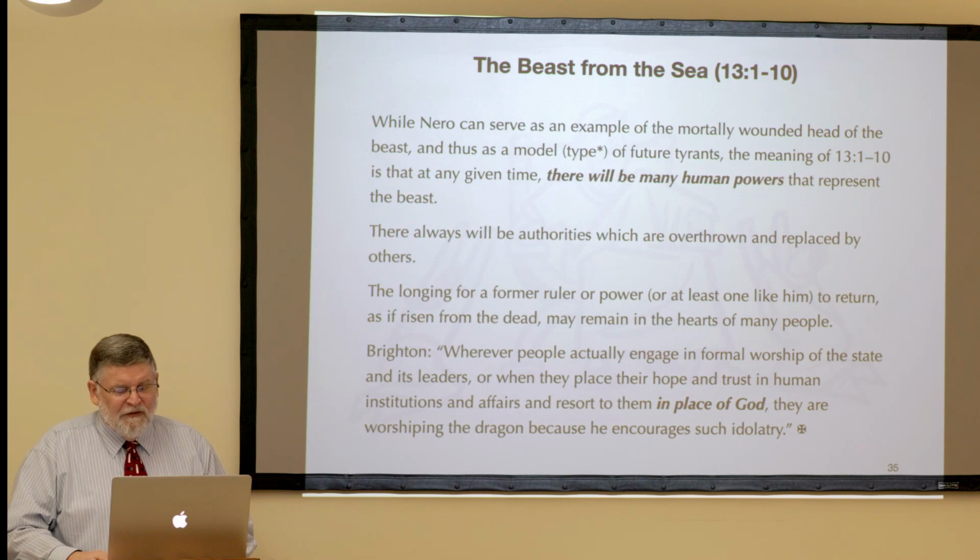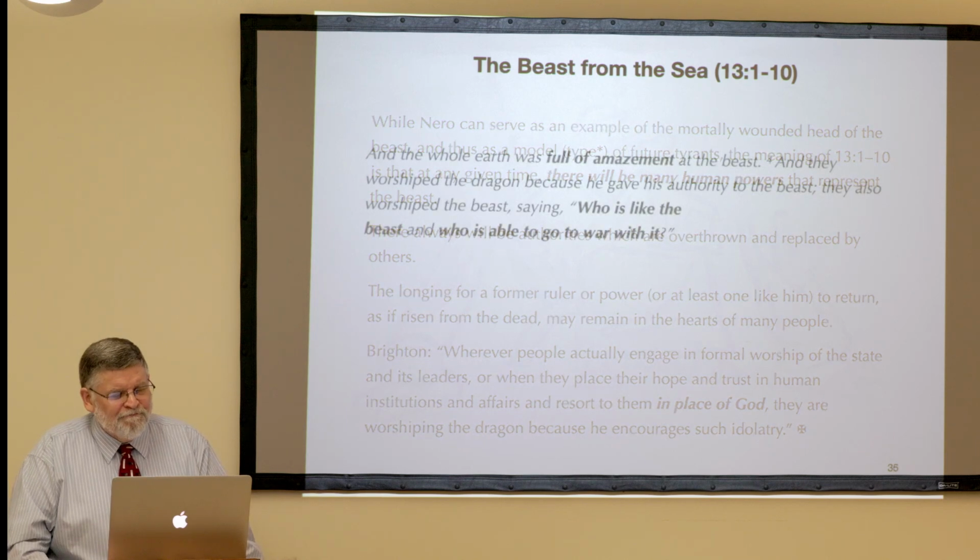Trust in human institutions and affairs, and resort to them in place of God. You can see that a lot of people have done that in today's world, right? We're not putting trust in God like we used to do.